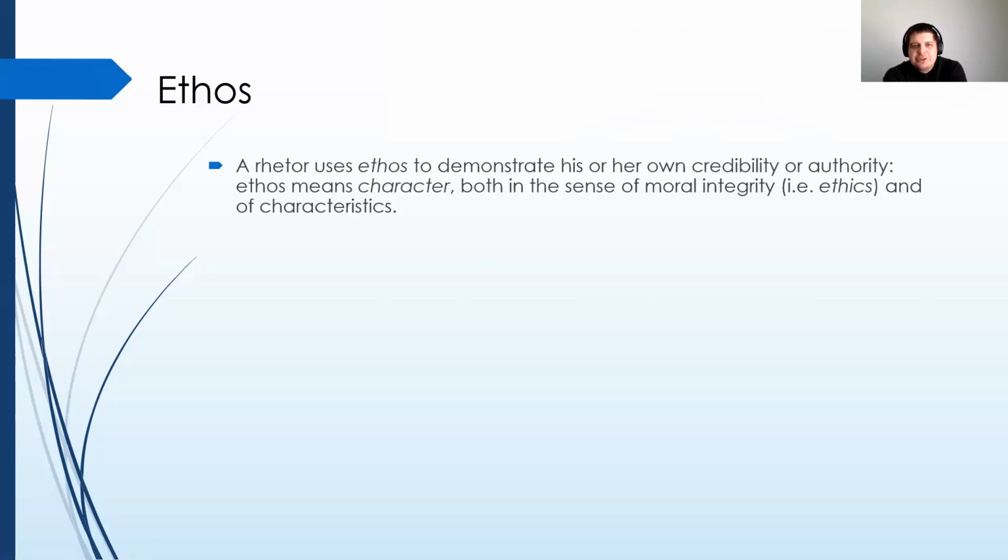We're going to start with ethos. Ethos is about authority, but it's also about credibility or character. The same root forms our English word ethics. So we have this sense of moral integrity, but let's also think of characteristics.